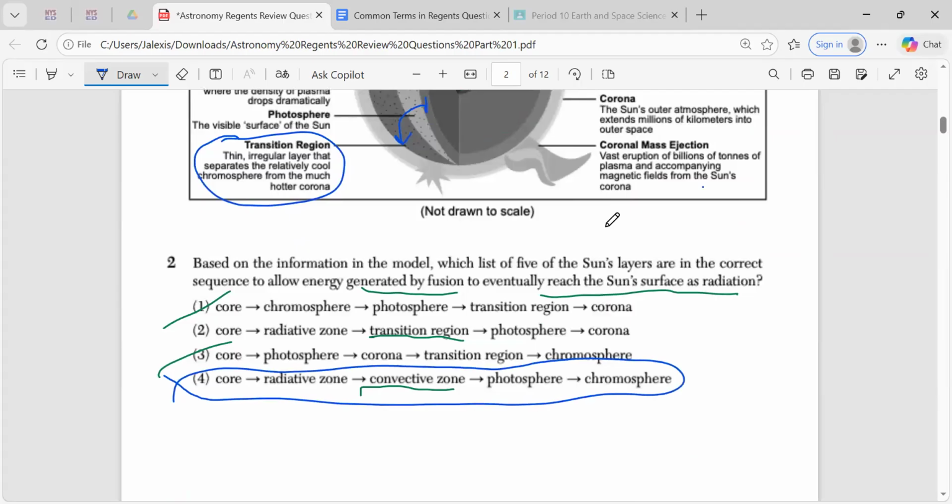Okay. Now, it does help if you do know, and we've done this in class where we've broken down how energy transfers from the core to the sun's surface. But you could also do process of elimination, right? Start from the beginning and work your way up.